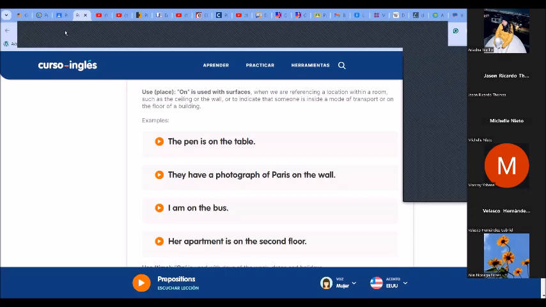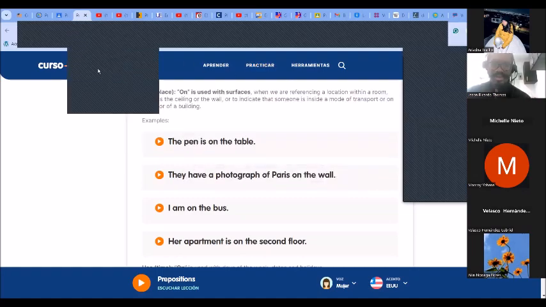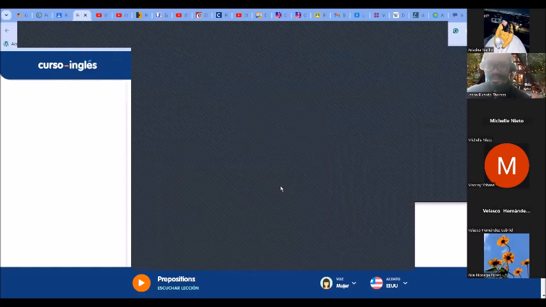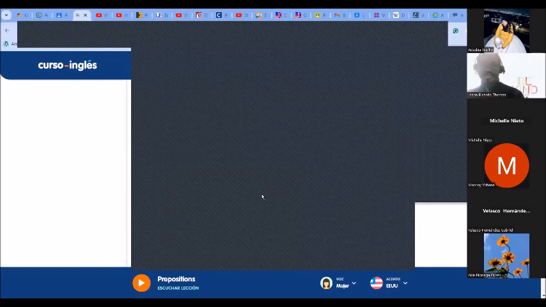Okay, something happened to my camera. I just noticed that my camera... it's because it's trying to load my background. Okay, let me use a virtual background. There we go.